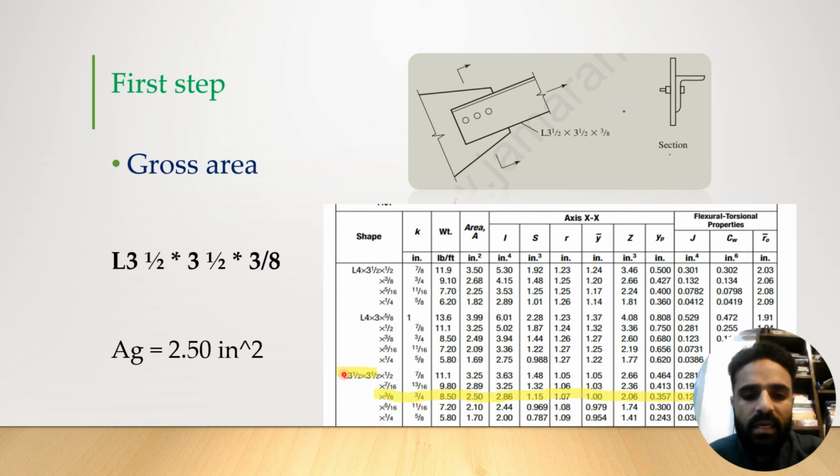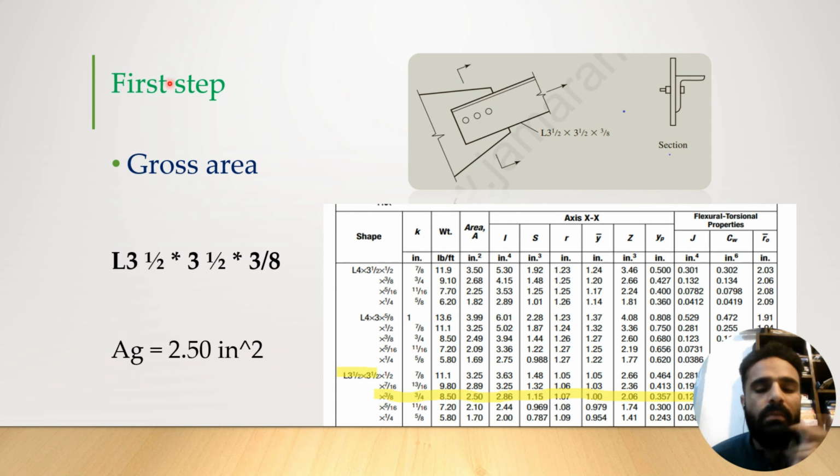Remember this. How will we get that? You should go to this section shape. In this row there are different properties for this shape: the area, radius of gyration, weight, section modulus. All the properties are given. Here we will only need the gross area. In the gross area column we will get the area of this type of structural steel shape.